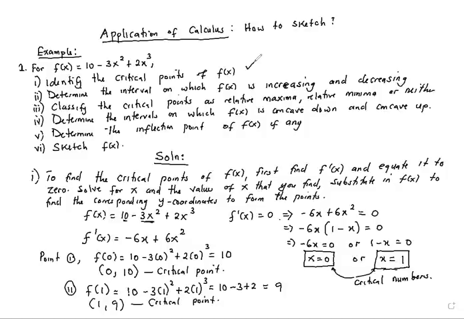What next? Determine the interval on which f is increasing and decreasing. So we'll do this in 2 ways. The first way is we'll use the first derivative to determine where the function is increasing and where the function is decreasing. So our derivative f prime of x is equal to negative 6x plus 6x squared.